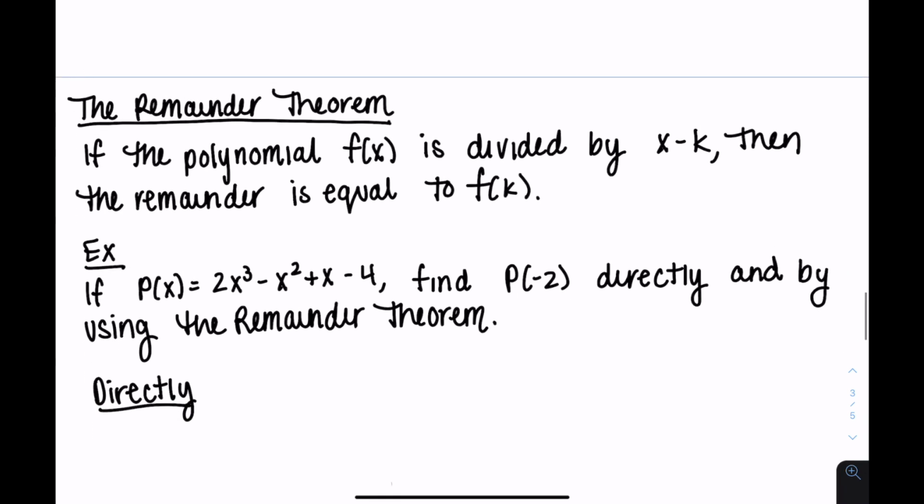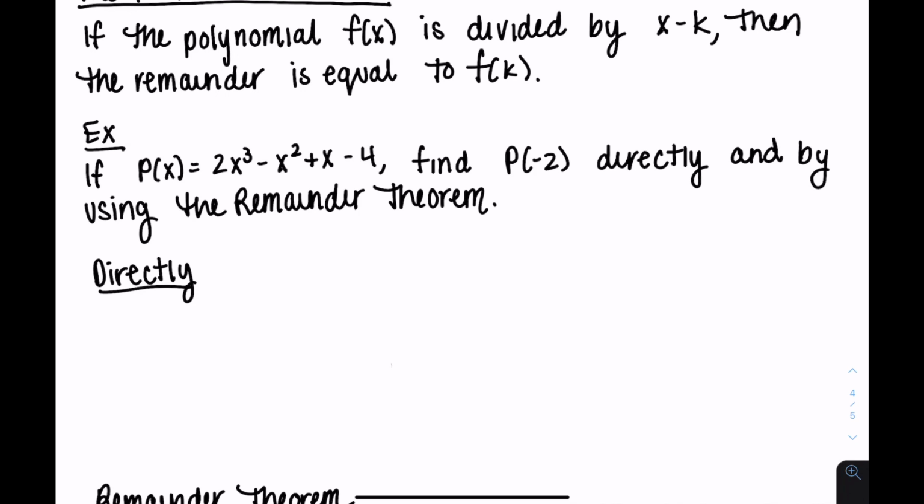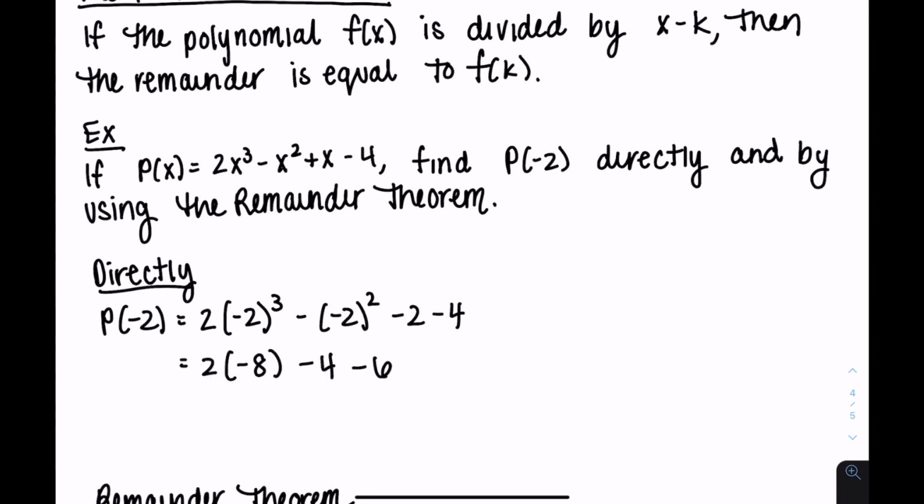So let's go ahead and try this out, and we'll do it two different ways. We've got a polynomial. We want to find what the polynomial is evaluated at negative 2. And we're going to do it directly and by the remainder theorem. So doing it directly, you just plug in negative 2. So that gives us 2 times negative 2 cubed minus negative 2 squared plus x, so minus 2 minus 4. So that's going to simplify pretty nicely after we go through all this addition and subtraction to negative 26.